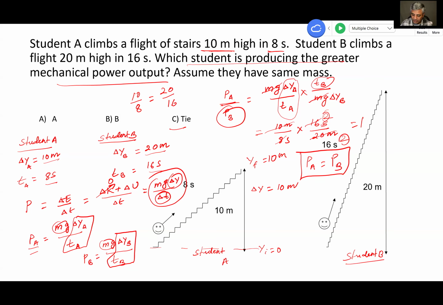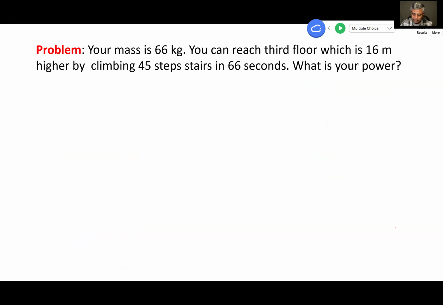Now, here is a problem directly related to what we just talked about. Can you do this problem and type your answer in the chat? Everyone, please go ahead and do this problem.